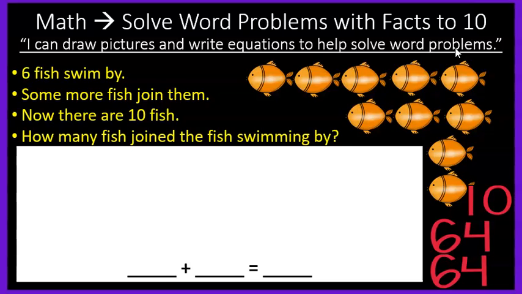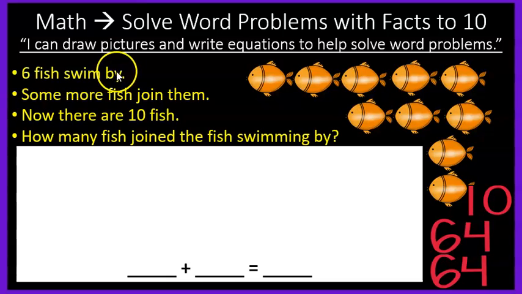All through this week and next week, we'll keep reading that I can statement, okay? What that is saying, boys and girls, is that you're going to be able to draw pictures here and you're going to be able to write equations here, which you already know, okay? You should already know this is an addition equation because there's a plus sign here.